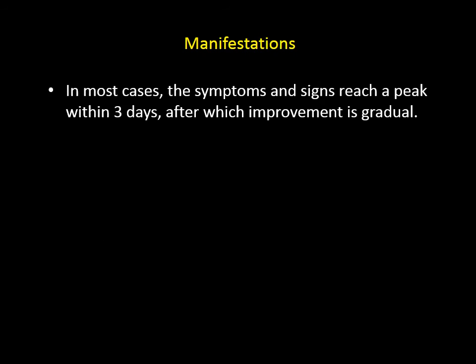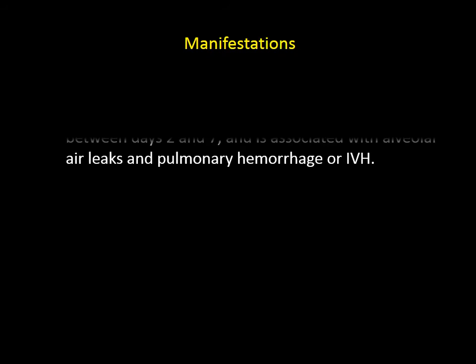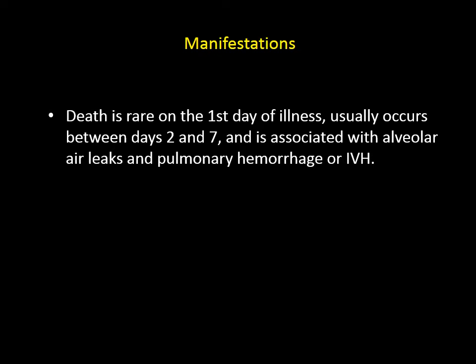In most cases, the symptoms and signs reach a peak within 3 days, after which improvement is gradual. Improvement is often heralded by spontaneous diuresis and the ability to oxygenate the infant at lowered inspired oxygen levels. Death is rare on the first day of illness, usually occurs between days 2 and 7, and is associated with alveolar air leaks and pulmonary hemorrhage or intraventricular hemorrhage.